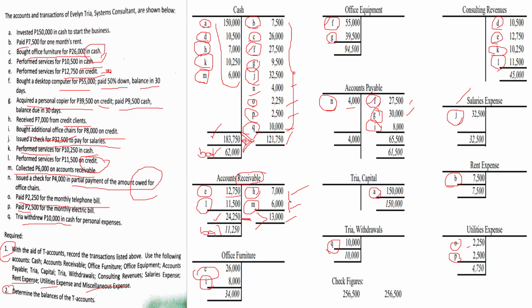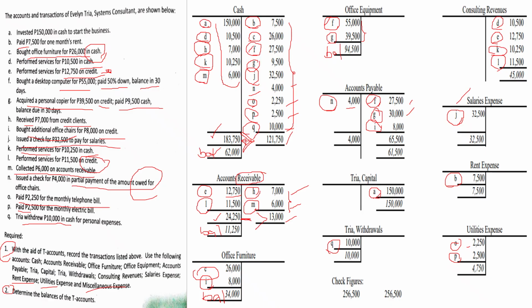Now let's proceed to office furniture. We only have debits for office furniture, so we just add all debits. We get 34. Now this will be our ending balance. We have nothing to deduct from the credits since there were no decreases in furniture. Now the office equipment is the same. We have all debits, so we add all debits, we get 94,500 as our ending balance.